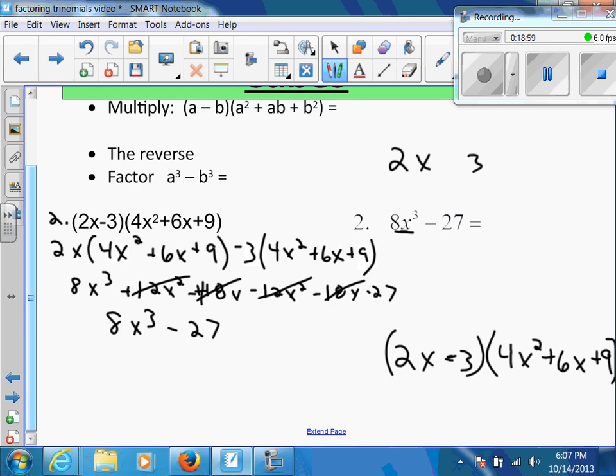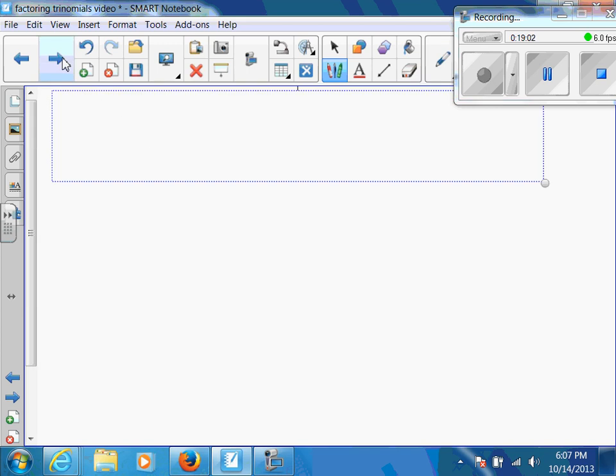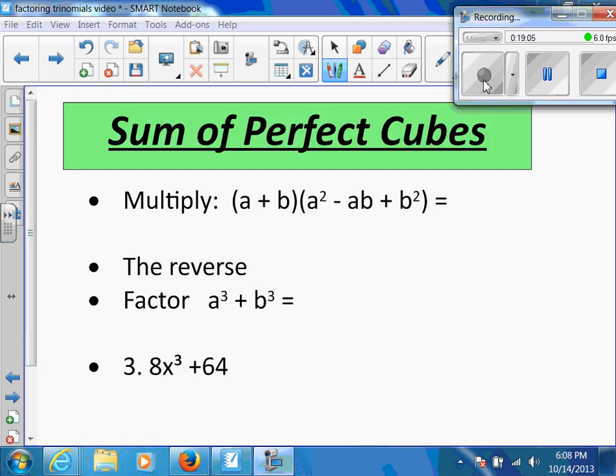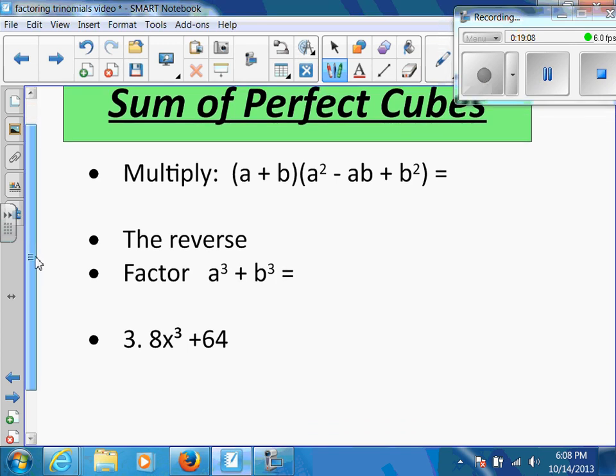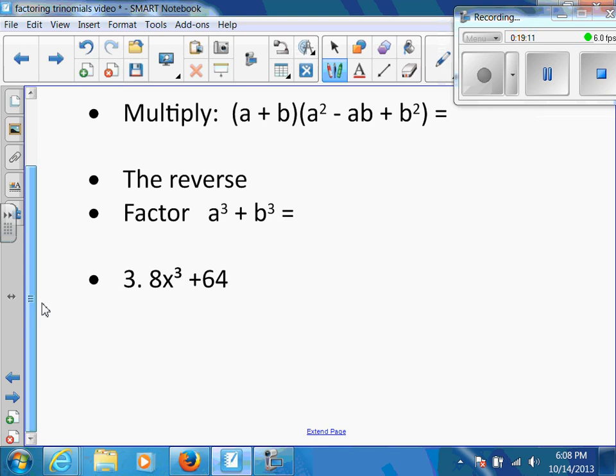Okay, let's look at sum of perfect cubes. If the difference of perfect cubes had a pattern, do we think that the sum of cubes will have a similar pattern? Well, let's see. If we take the cube root of 8, what do we get? 2. Cube root of x cubed is x. Cube root of 64 is 4. So I'm going to take the first term, second term. I'm going to remember I kept the minus in the difference of two cubes. So now I'm going to keep the plus for the sum of two cubes.